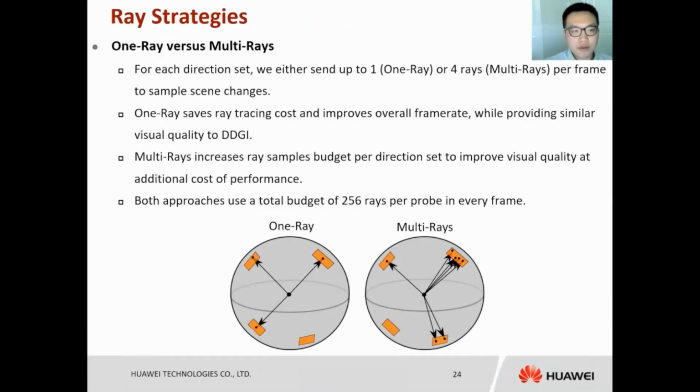We also introduce several ray strategies. One is one ray versus multi-ray, where for every direction set, we either send up to one ray or 4 rays per frame to sample scene changes. The one ray approach saves retracing costs and improves overall frame rate while providing similar visual quality to DDGI. Multi-rays increases the ray sample budget per direction set to further improve visual quality at an additional cost of performance. Both approaches use a total budget of 256 rays per probe in every frame.